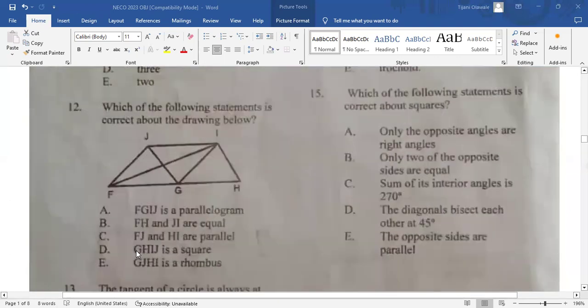Then question 12 says: which of the following statements is correct about the drawing below? Looking at everything that we have here, the answer to this question is option A.